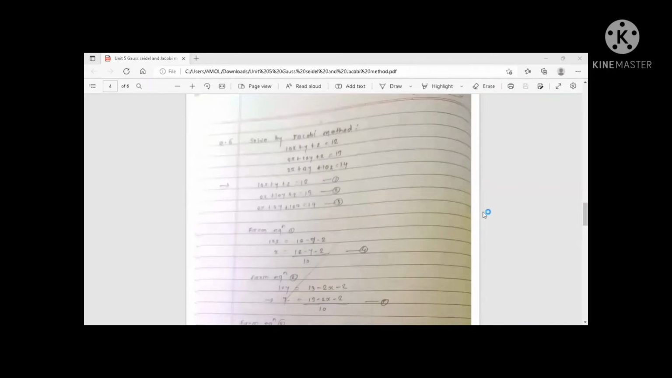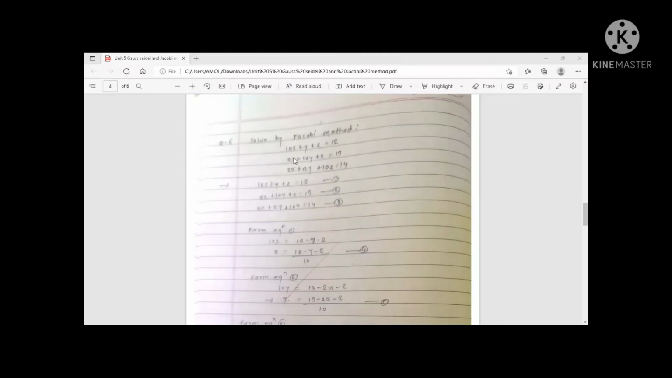Hello dear students, this is your engineering mathematics 3 lecture. Today we are going to discuss Jacobi's method. This method is used to solve the system of linear equations, and this topic is from 5th unit, numerical methods. Now we are going to solve an example using Jacobi's method.